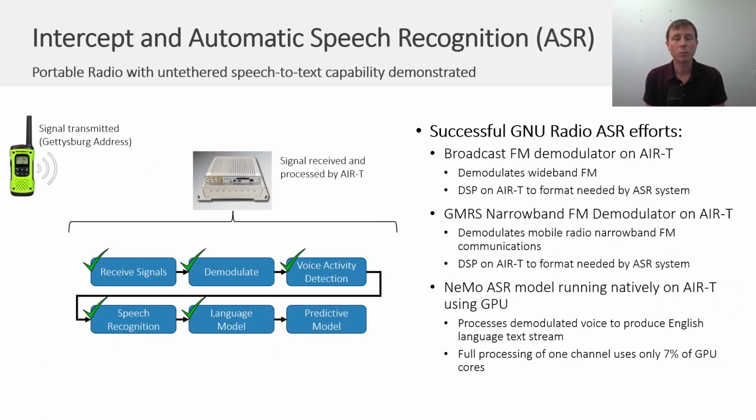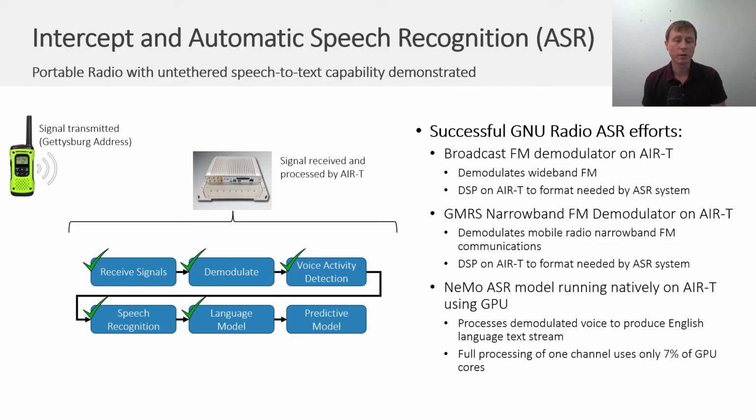So what we have done, we've implemented all of that GNU Radio flow graph, so we're operating in GNU Radio here. This is untethered speech to text. We have demonstrated that this has the ability to work with broadcast FM. So we demodulate NPR and stream that to a text file.